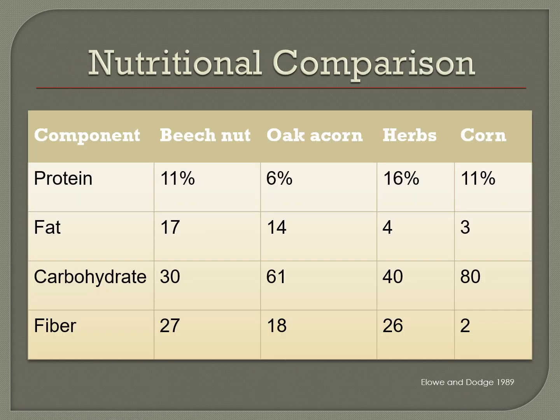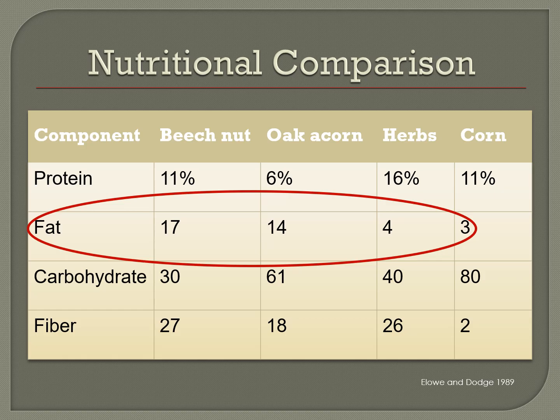If we compare the nutritional content of beech nuts to oak acorns and other types of foods that black bears and other animals would commonly encounter in the forest, what we find is that the fat content of beech nuts is actually higher than the other foods that they're likely to be eating.